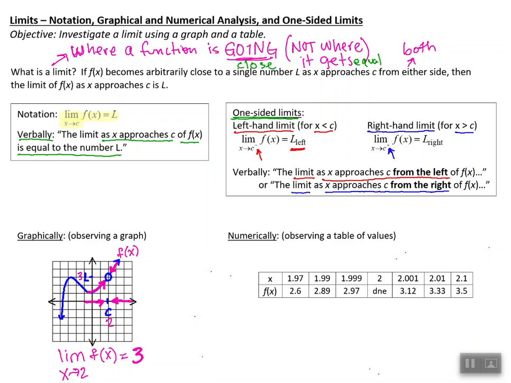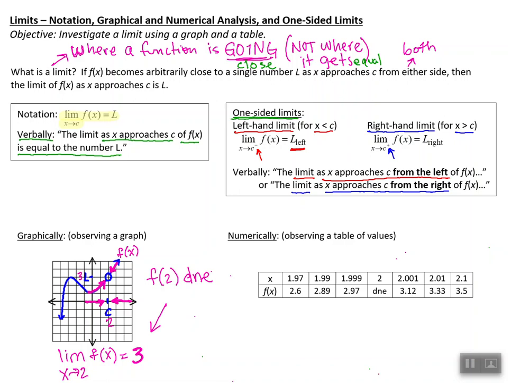Both sides approach the y value 3. Now I want you to notice that at that x value 2, there is no function value. So while f of 2 does not exist, DNE for short, the limit as x approaches 2 of f of x does exist because it's all about where the function is going.